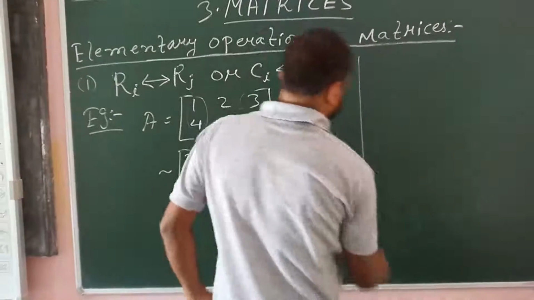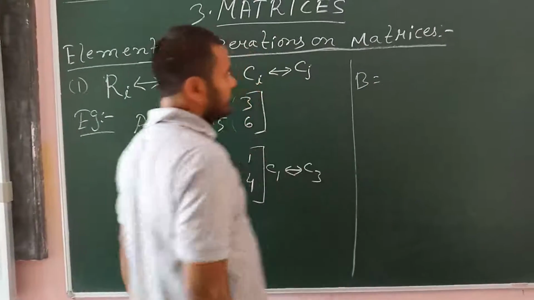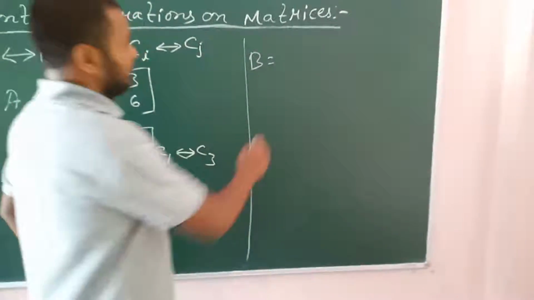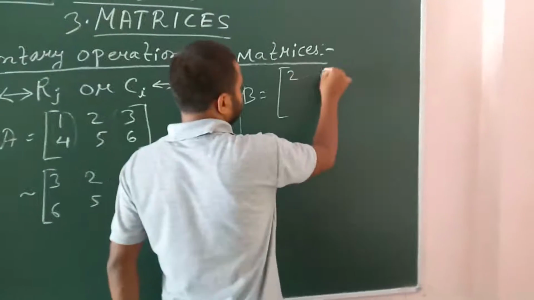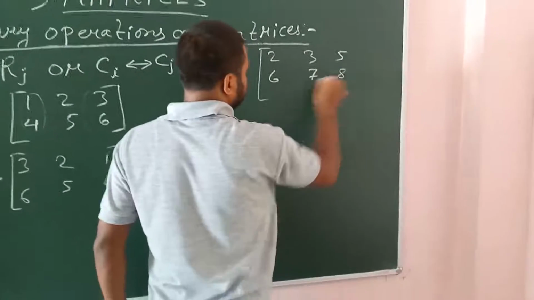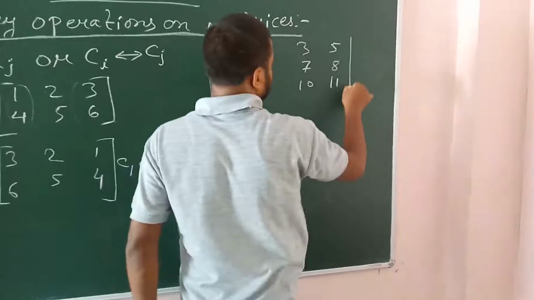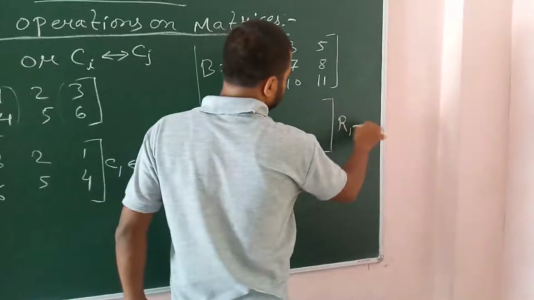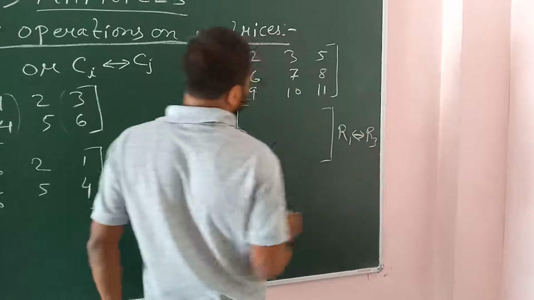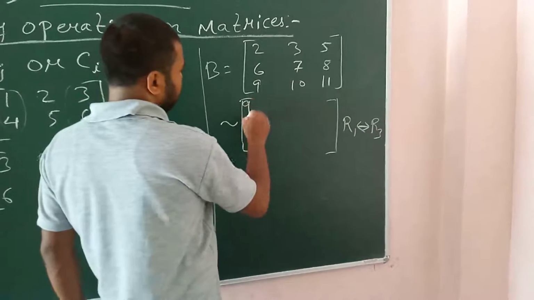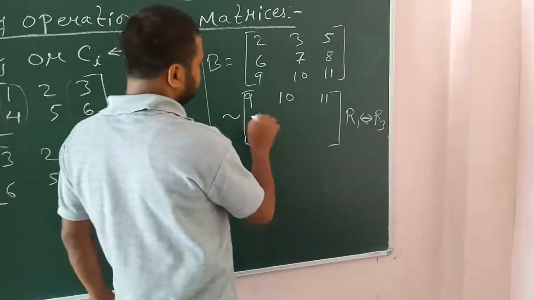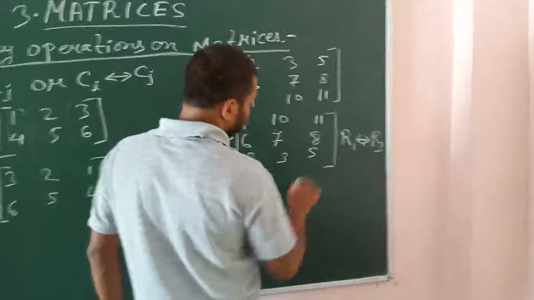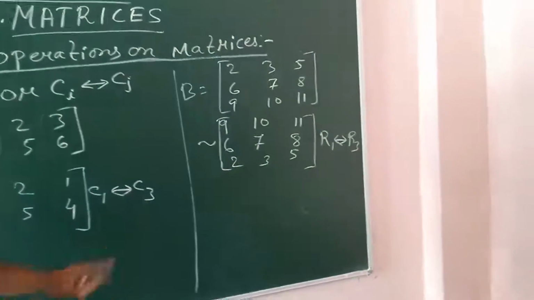Suppose we take another matrix B: 2, 3, 5, 6, 7, 8, 9, 10, 11. Now I can interchange any two rows here. Suppose row 1 and row 3 are interchanged. Then in place of row 1 we will write row 3. So this is called the interchanging of rows and columns.